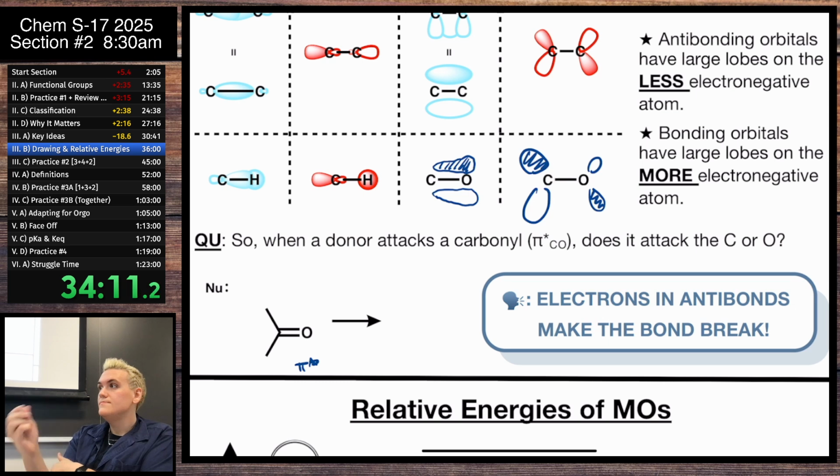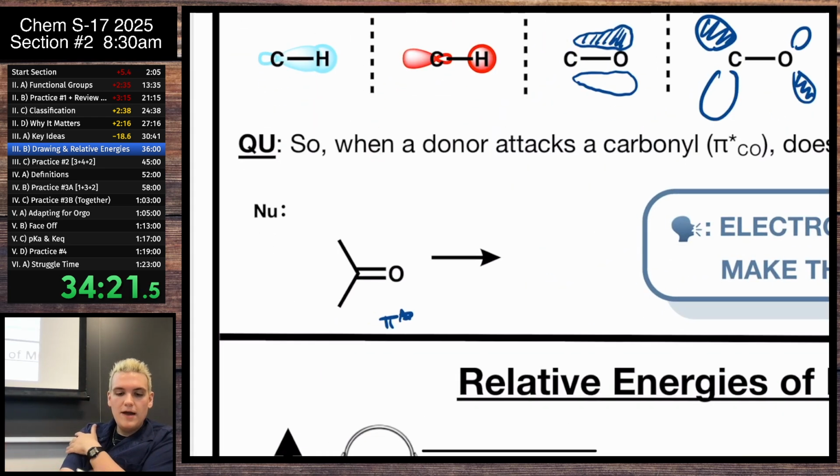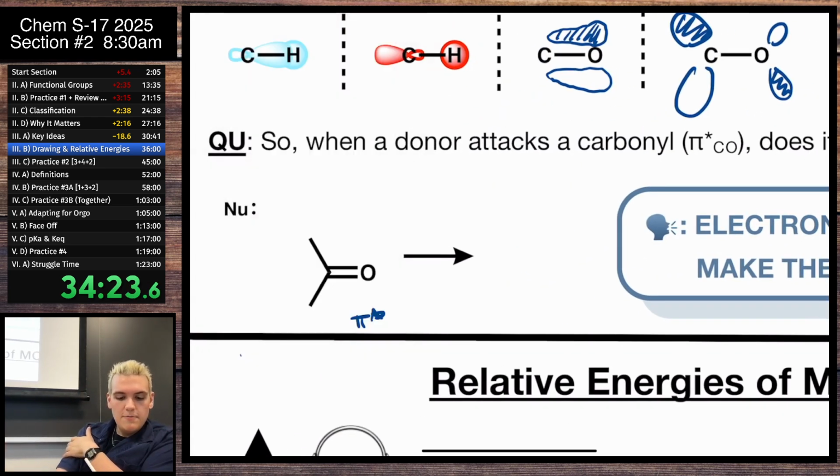Isn't that why those antibonding orbitals are larger? Yeah, it's already because of the electronegativity. It's all happening at the same time, exactly. So if we were to do a reaction, we would have our nucleophile here attack the carbon. But now, this carbon already has 4 bonds, right? So can we create a new bond? Not without breaking a bond. So what do we break? We break this pi bond.